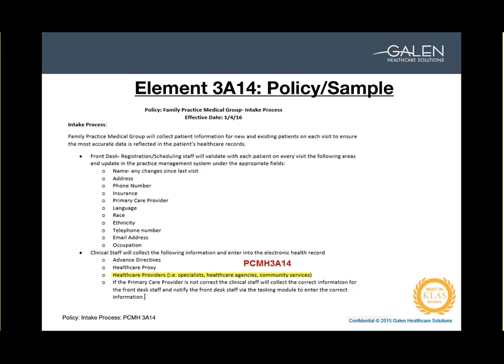Also, you can see where I make this easy for submission purposes to say, okay, this is my policy intake process that we do for new people. This is how we do our business in our organization. But you can certainly tag on here 3A14, so it makes it easy for you to go get the information.